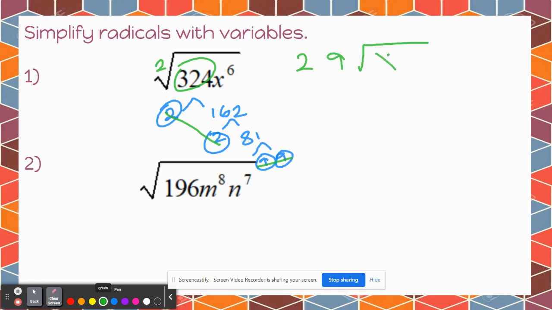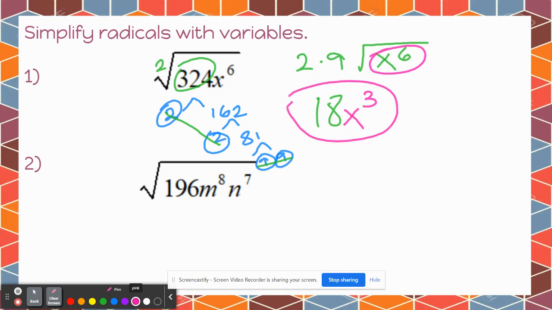Okay, and then I have x to the power of 6. I'm still going to do that in a minute. So what do we do with 2 and 9? Well, hopefully remember you multiply them. The next question is, how many pairs do I have out of 6 shoes? I have 3 pairs. Do I have anything left over? No. So that's my answer.